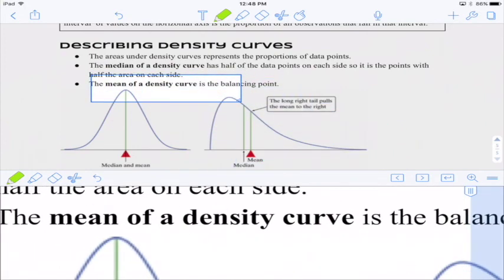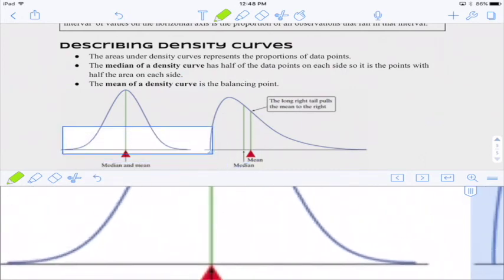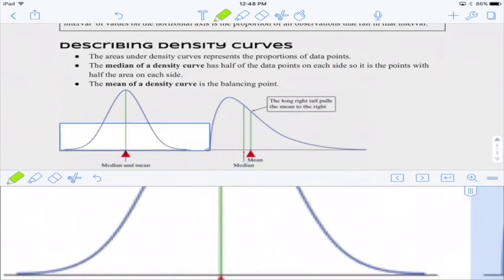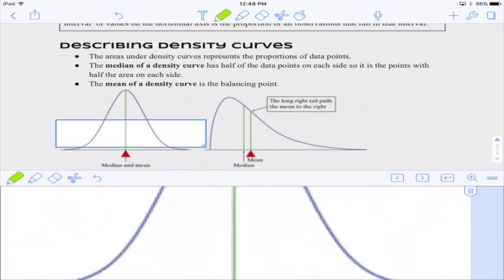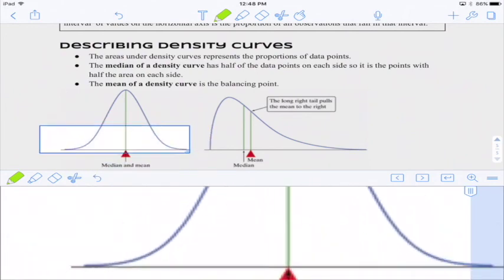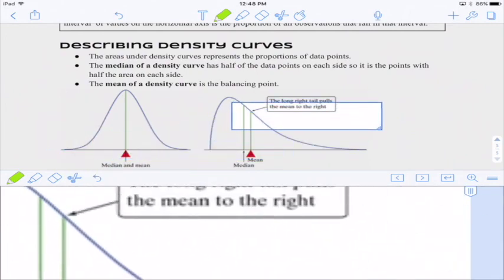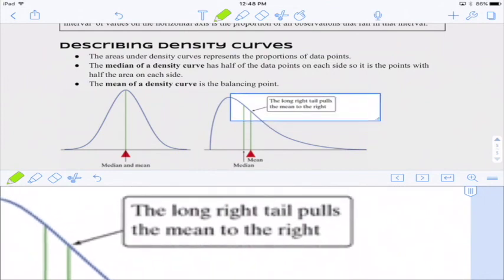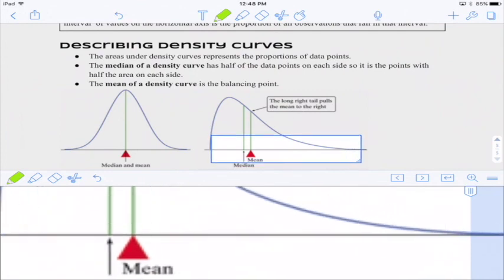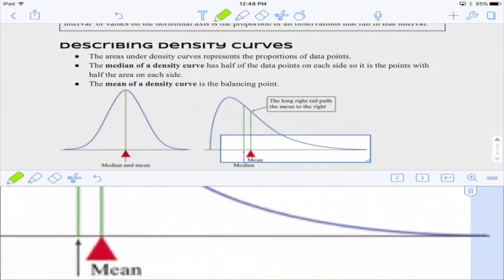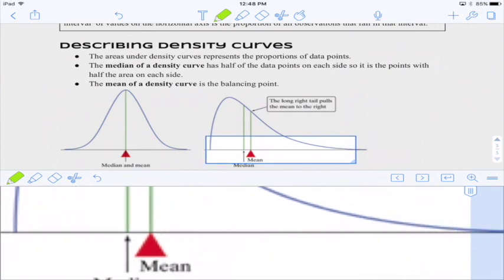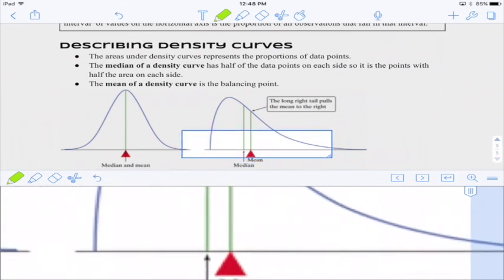The mean is the balancing point. So on this one, because it's symmetric, the median and the mean are in the same location. It balances right in the middle, and half the area is split. But on this one, the long right tail, this skew, pulls the mean, right? Because if you were to balance this on your finger, those high values would move that balance point over, but the median would kind of stay in the same place.